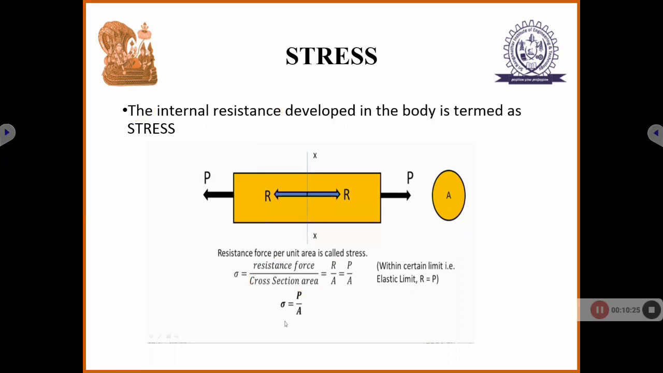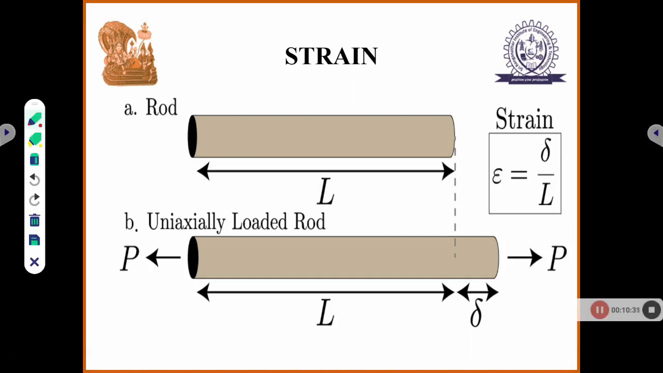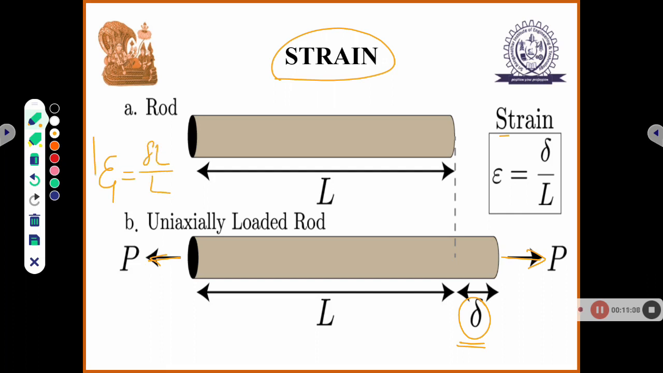So next is strain. If we apply some forces, some deformation occurs. That part is known as strain. Strain is nothing but, if we apply some force, the body will get some deformation. That deformation is known as strain. If we apply a load of P along the axis of the body, the length will get some deformation. This deflection is known as strain. How do we define strain? Epsilon is equal to del L, that is the change in length, divided by the original length. This is the strain formula.